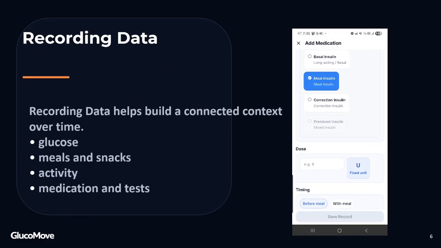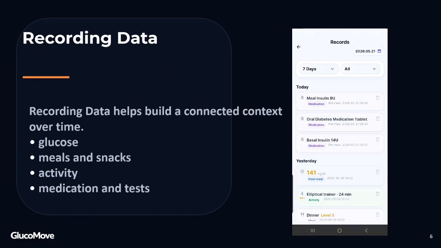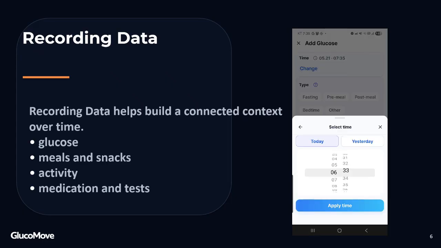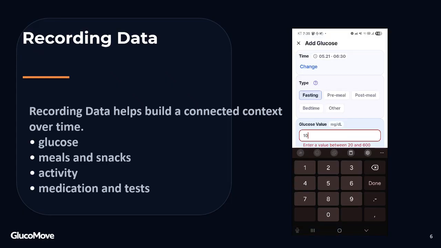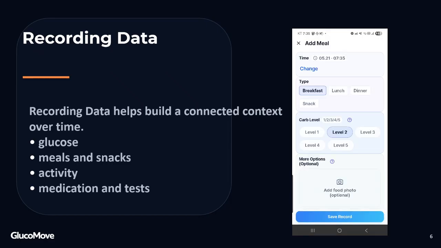The goal is not perfect logging. The goal is to gradually build datasets that help reveal patterns and repeated behaviors. As users continue recording information consistently, the app becomes better at organizing glucose information into understandable context.